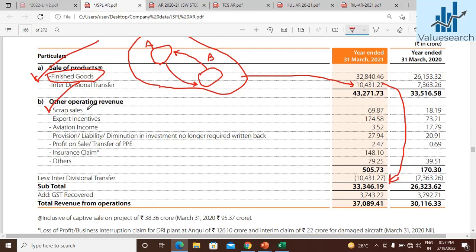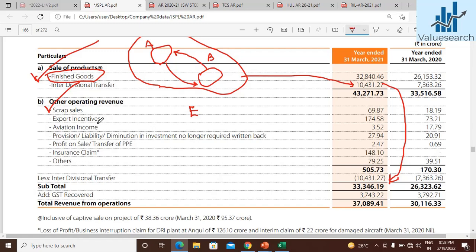This is not a part of their actual core business of selling finished steel or steel products to their customers. So what is the scrap sales over here? 69.87. Export incentives. They also export their products to other countries. Let's say they sell their steel to European countries, where this company has received some export incentives, let's say from government, like export subsidies and all those. So they have received this export incentive.